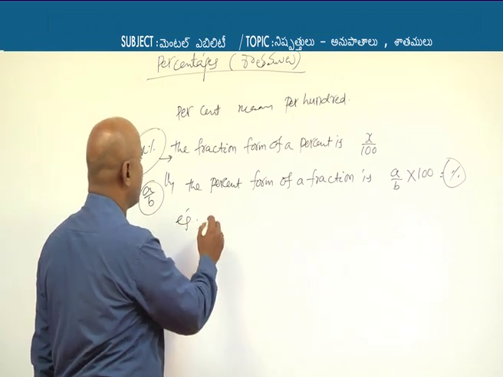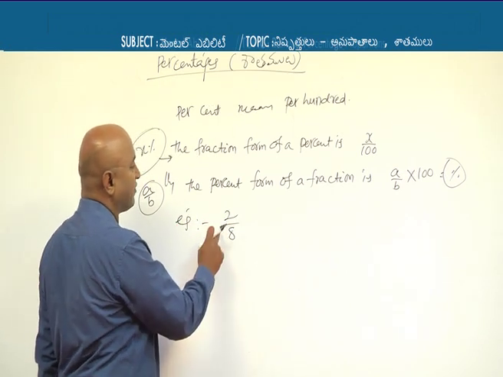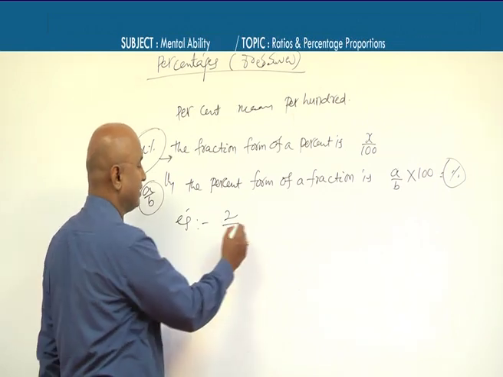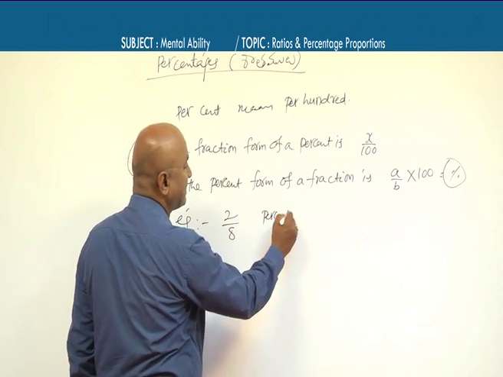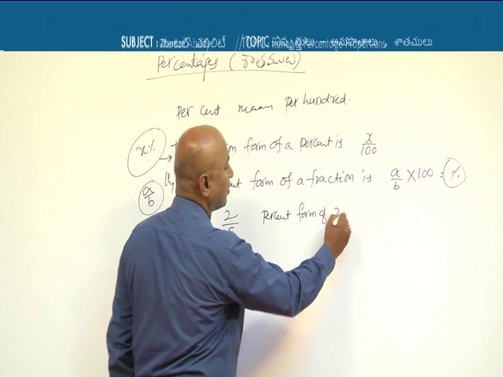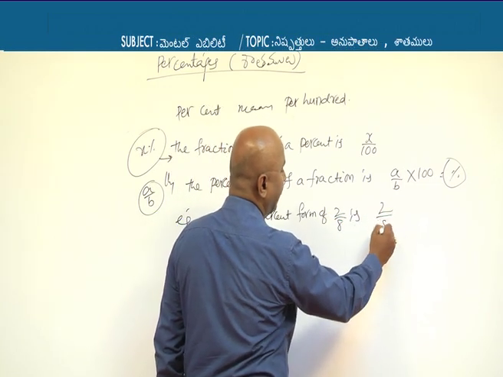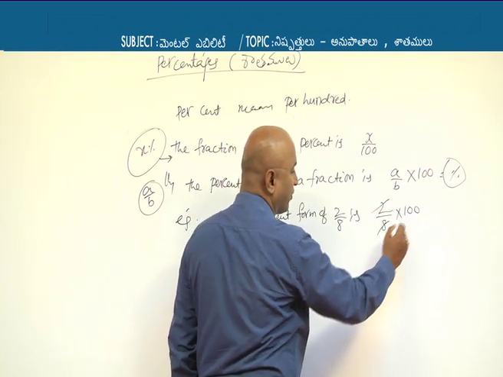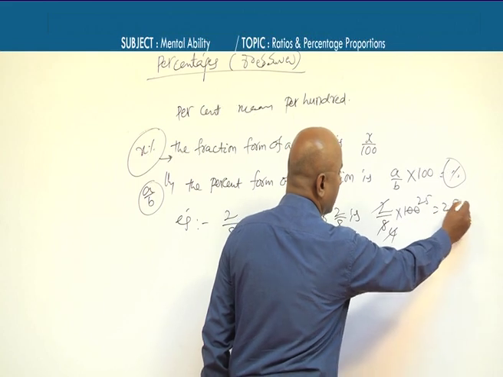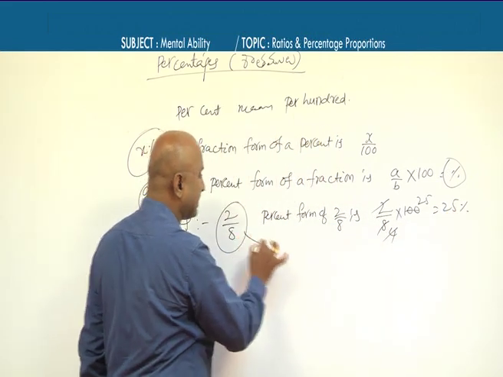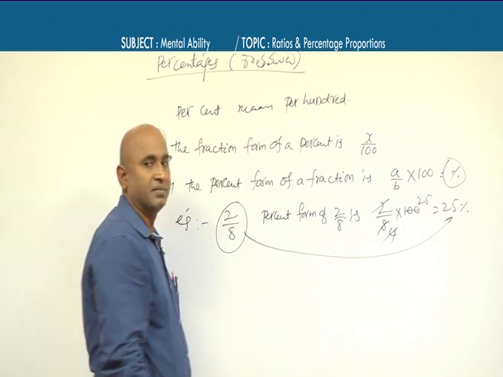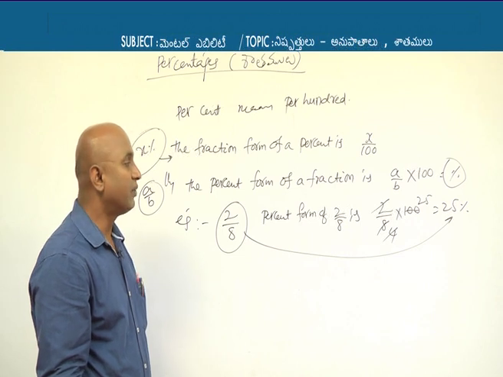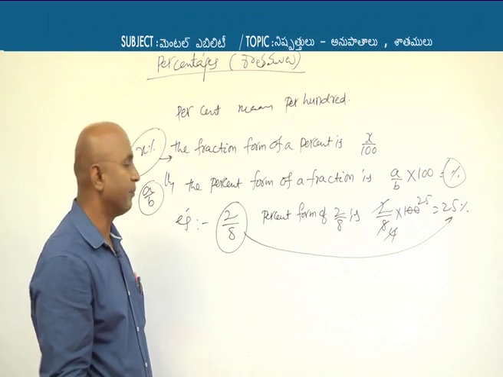Examples. Suppose 2/8 is a fraction. What is the percent form of 2/8? Percent form of 2/8 is equal to 2/8 into 100. That is 2 ones are 2, 2 fours are 8, 4 ones are 4, 4 25s are 100. So 2/8 is nothing but 25%. So in order to change a fraction into a percentage, we have to multiply that fraction with 100.